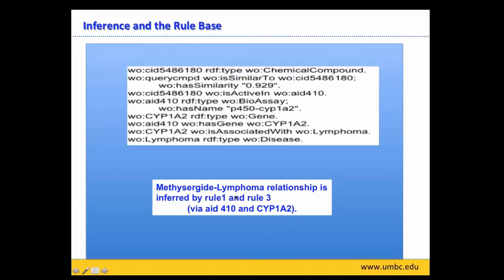Then we may find the association between methoxysteride and lymphoma through the intermediate layer of the bioassay with AID number 14 and one gene, CYP1A2. Of course, these are just some of the recommendations or predictions we found. So further evaluation to prove this association may be recommended.